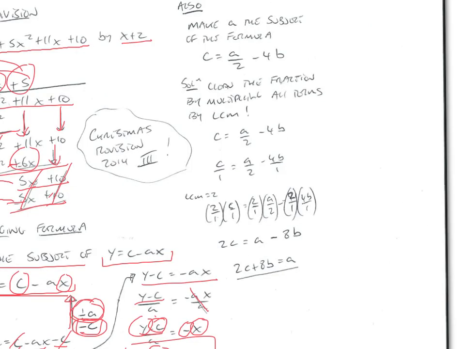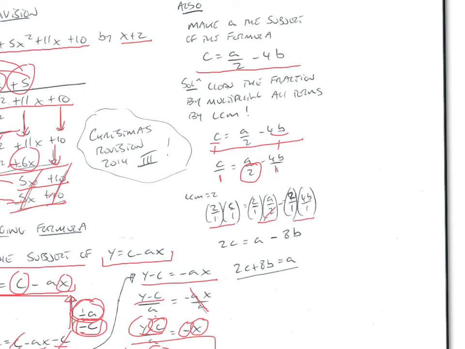Slightly more advanced one, make a the subject of the formula that is c equals a over 2 minus 4b. So the first thing to do is to clean the fraction by multiplying all terms by the lowest common multiple. Here is the problem. First we'll balance it by placing a 1 under this term and this term, just to balance up the equation. We'll note that the lowest common multiple is 2, so we'll multiply all terms by 2.